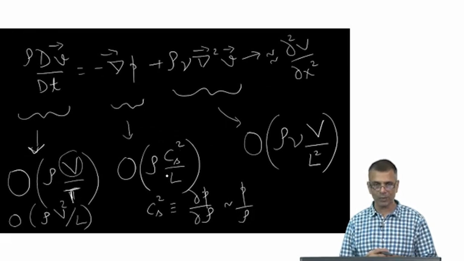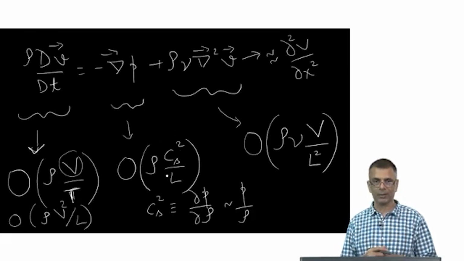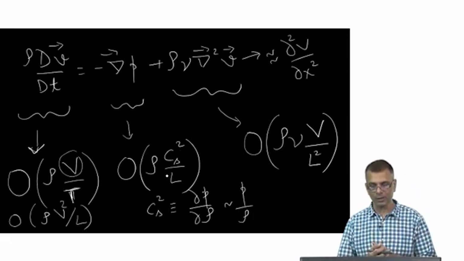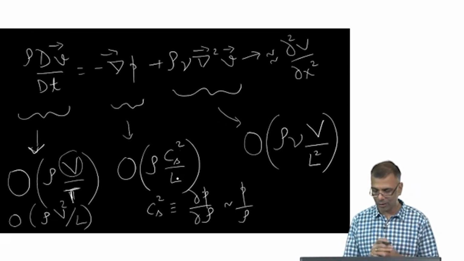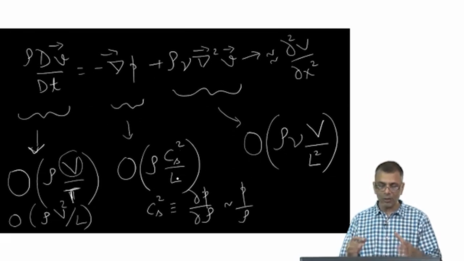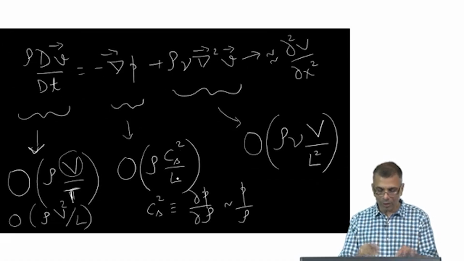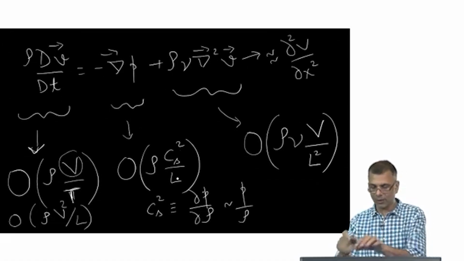Characteristic length would be something like a meter, certainly not a millimeter, and certainly not a megameter. It's of the order of a meter. So that's what I mean by characteristic length, so I plug that in. So please remember this when we go to the next slide. These are the orders of magnitude of these three terms.